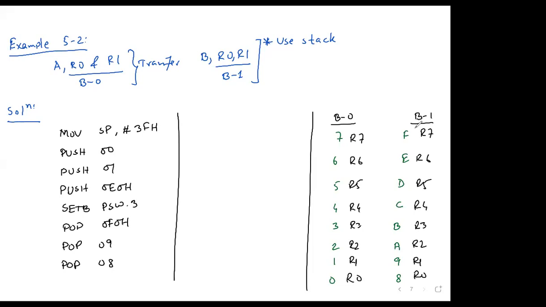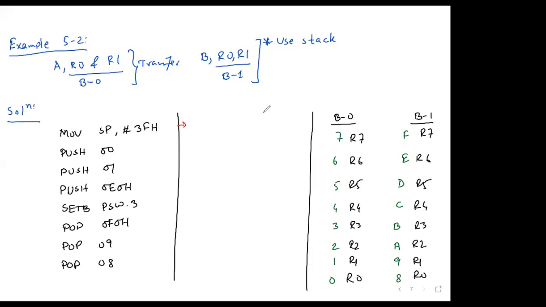Let us try to understand the solution. The first line, we are moving the stack pointer. We are moving 3fh to stack pointer. Can anyone tell me why we are doing this?